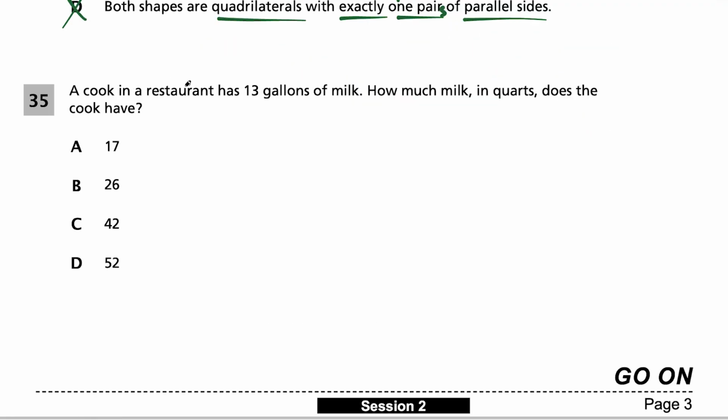Question 35, we have a cook in a restaurant who has 13 gallons of milk, and we want to know how much milk in quarts the cook has. So for this question, we have to know that 1 gallon is equal to 4 quarts. Okay, so for every gallon that we have, 4 quarts. So for this one here, what we could do is multiply. You could see that the amount of quarts is 4 times greater than the amount of gallons.